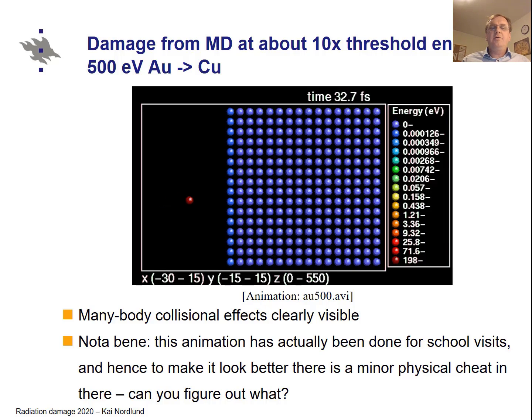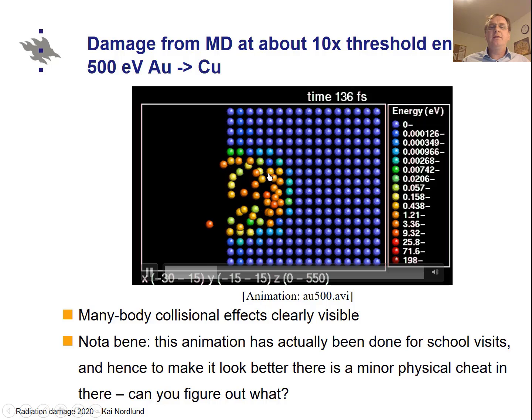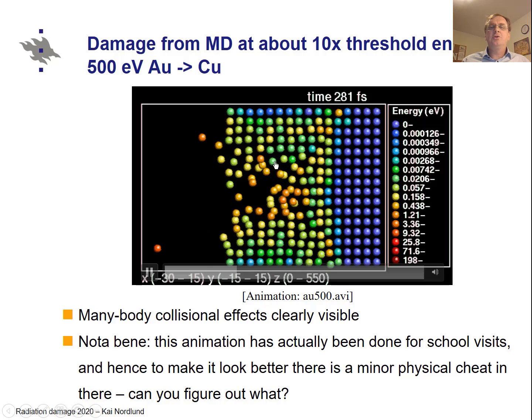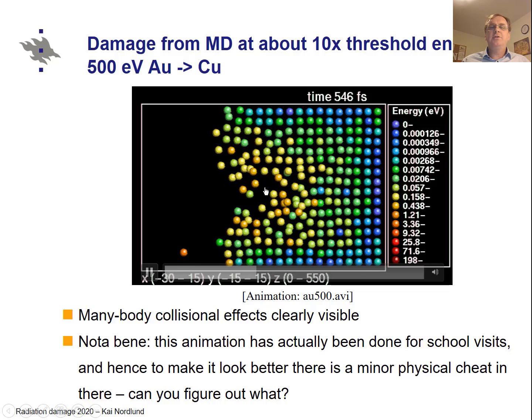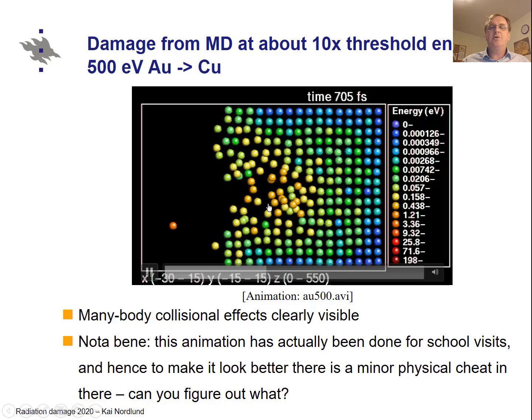But then if you increase the energy, these processes become more complicated. So this is now a case from the molecular dynamics at about 10 times the threshold energy, and now you see that a single ion can already put lots of atoms into motion. You have sputtered atoms flying out. It's a fairly complicated process already.